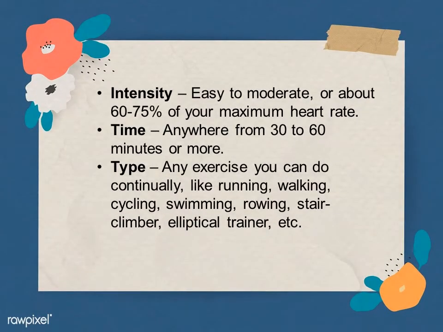Intensity: easy to moderate, or about 60 to 75% of your maximum heart rate. Time: anywhere from 30 to 60 minutes or more. And the type: any exercise you can do continually, like running, walking, cycling, swimming, rowing, stair climber, elliptical trainer, and others.